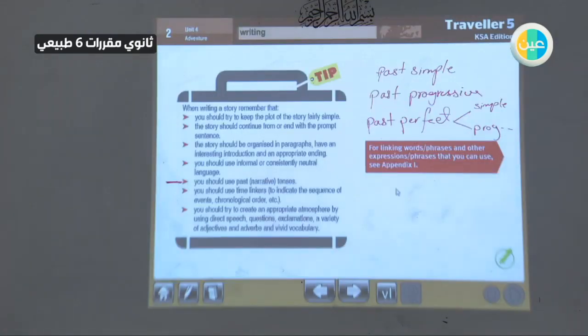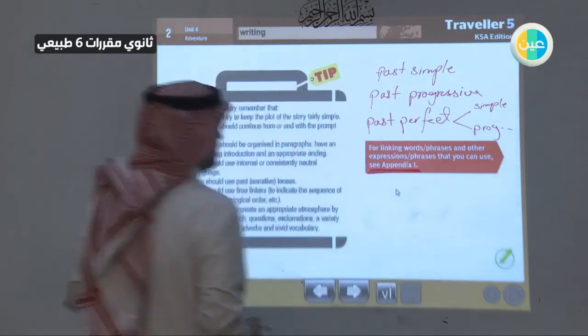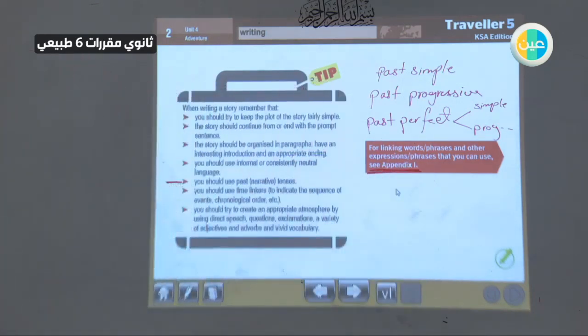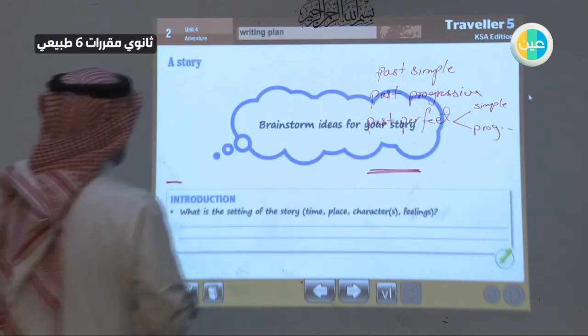For linking, this is very important. Appendix I is very important for linking words and phrases and other expressions that you can use. We will take a look at it after we finish this part.